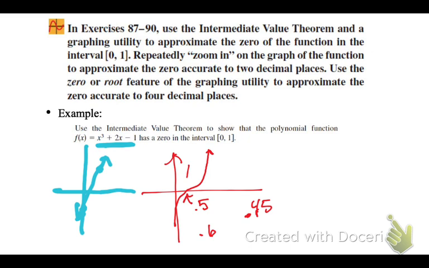Mine's not even zooming in anymore for me. Hit zoom standard and start over. 0.43. Okay, how can we make sure what it is instead of guessing? How do we do this on here? We use the calc button. Second calc.